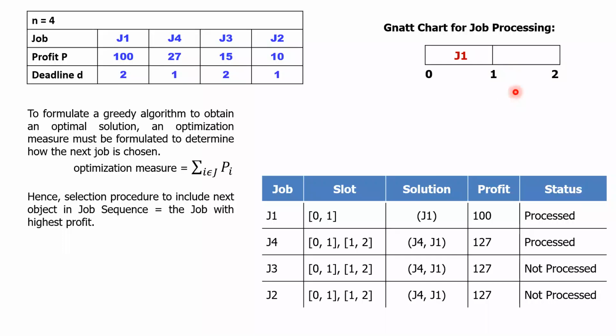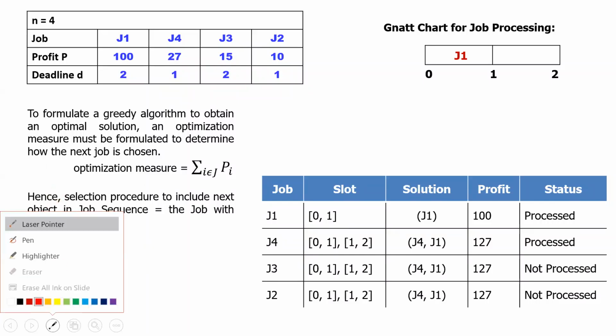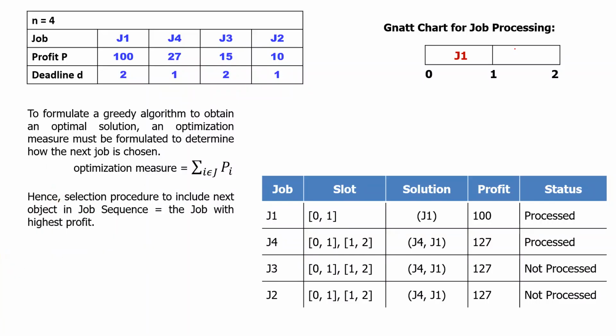Done. Now I have one more time unit. I can execute one more job. Now I am going to select the job J4, which gives me the second highest profit, 27. J4 I am going to select. Now, can I write J4 here? Is it possible that I execute J4 in time unit 2? Is it possible?